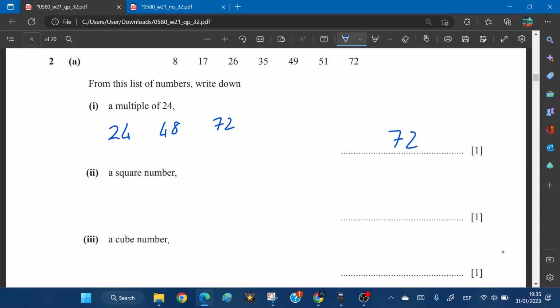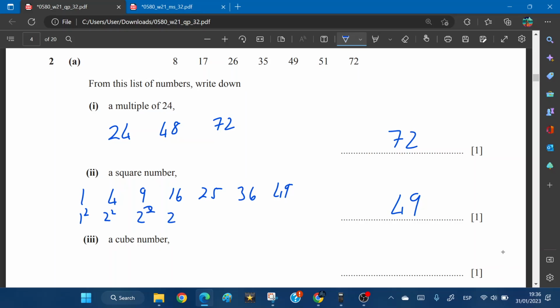Square numbers, of course, 1 times 1 is 1. 2 times 2 is 4. 3 times 3 is 9. 5 times 5, no, I skipped 4. 4 times 4 is 16. 5 times 5 is 25. 6 times 6 is 36. 7 times 7 is 49. That's the one they got up there, 49. That's a square number.